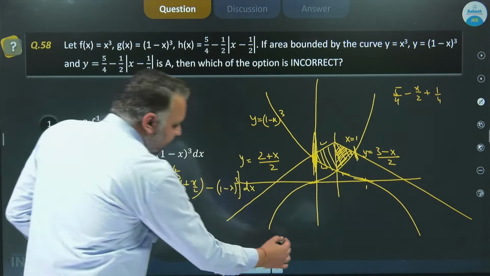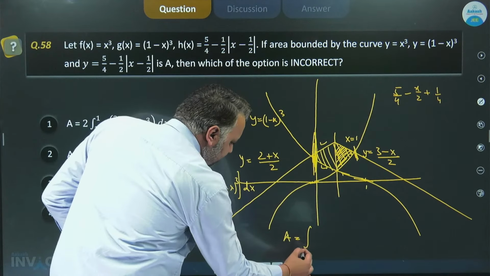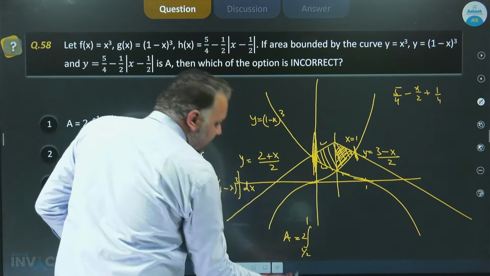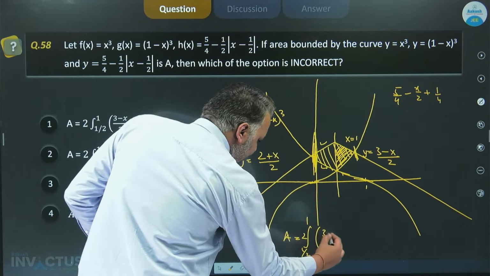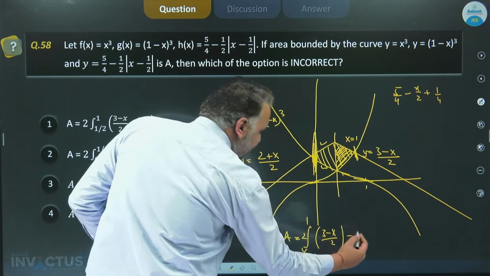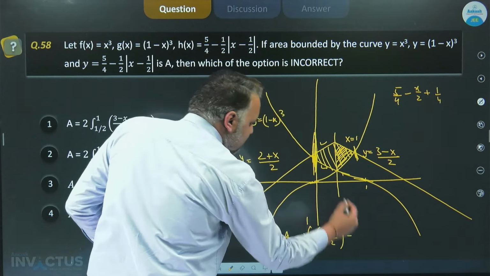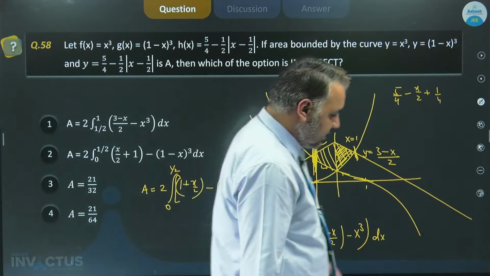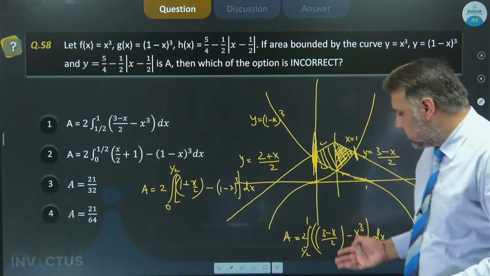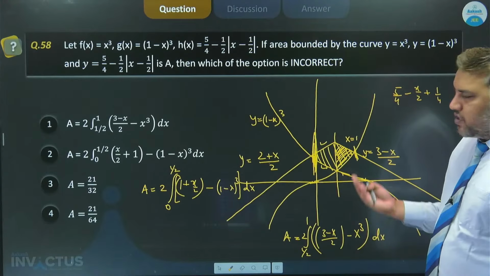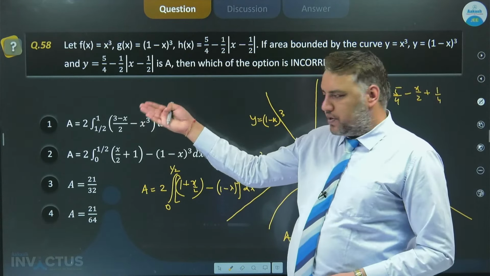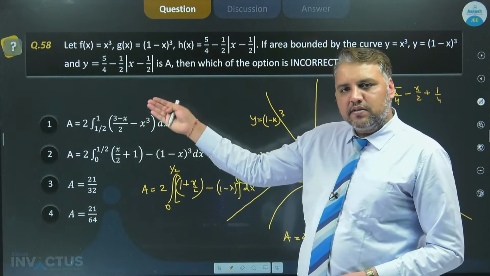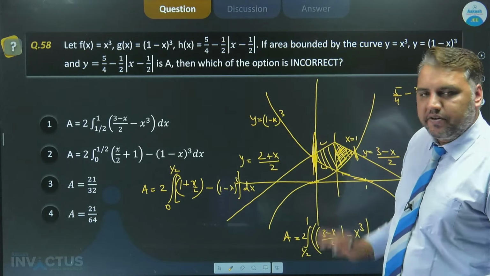So you can write that A is nothing but 2 times the integration from half to 1. Now the upper boundary is (3 minus x) divided by 2, minus the lower region, that is x cube. If we check, is there any option which contains this? So option 1 contains this. So option 1 is also correct. Option 2 is also a correct statement. But we have to comment on the incorrect statement.